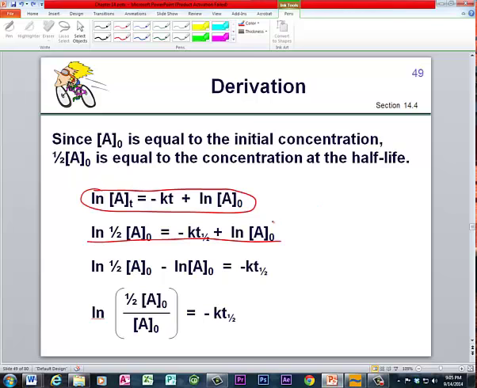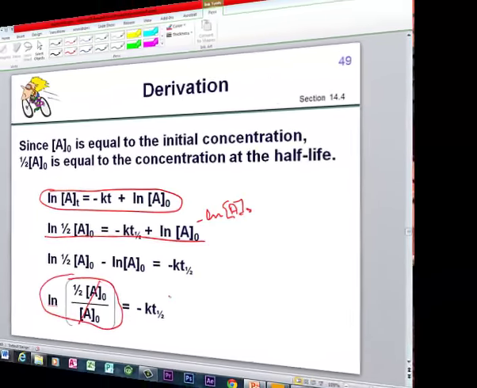Go ahead and subtract the natural log of A naught from both sides. Use our log rules. Once we've subtracted the natural log of A naught, we use the log rules and rearrange the equation as the log of 1/2 A naught divided by A naught. A naught cancels, which gives us the log of 1/2 is equal to minus k t 1/2.